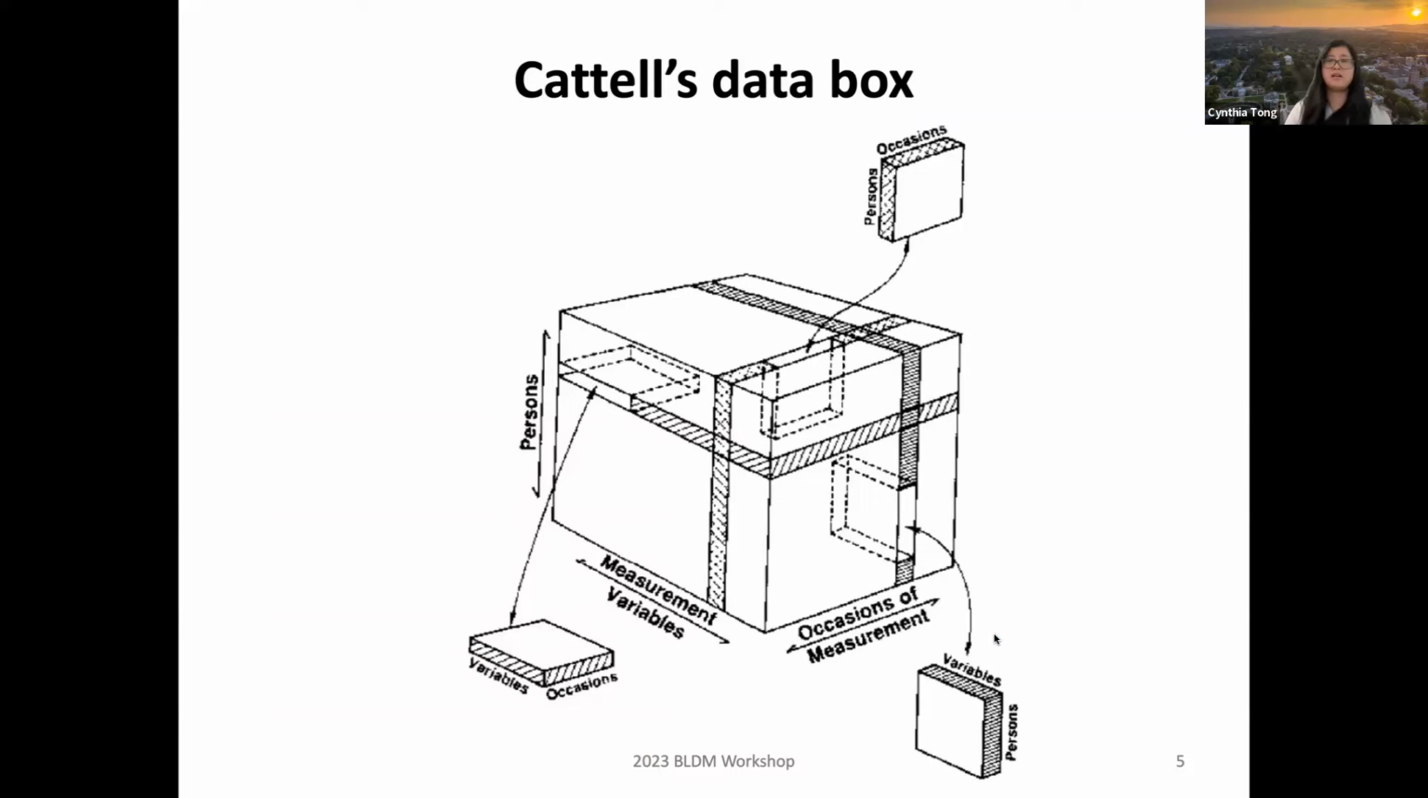And to compare longitudinal data with other types of data, we can take a look at Cattell's data box. It has 3 dimensions, and those 3 dimensions are persons, variables, and time. Based on our research question, we can fetch a slice from the data box.